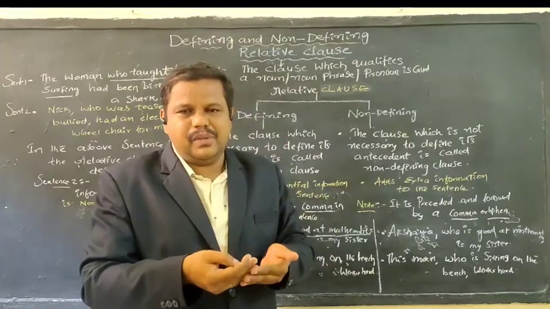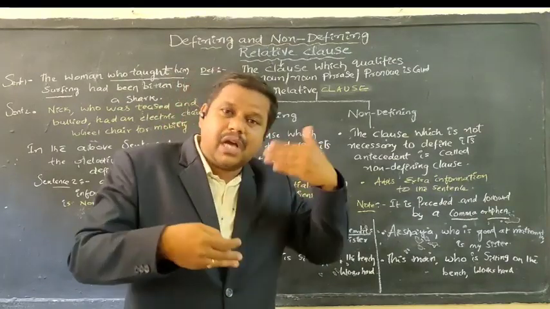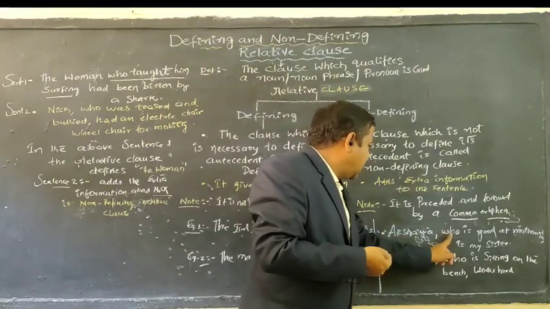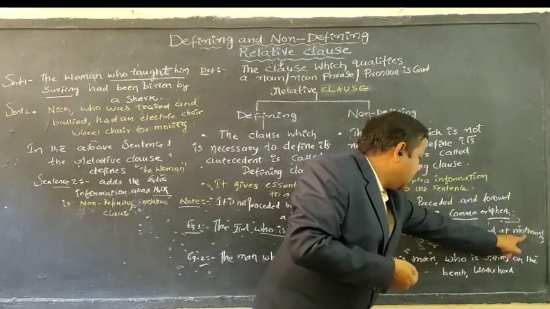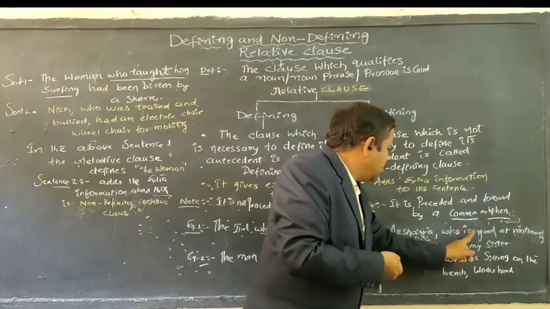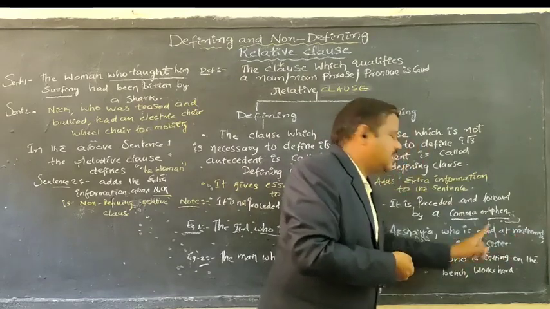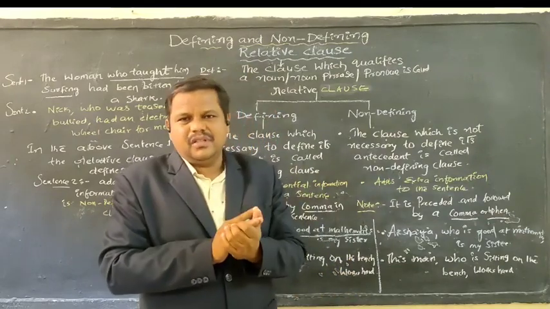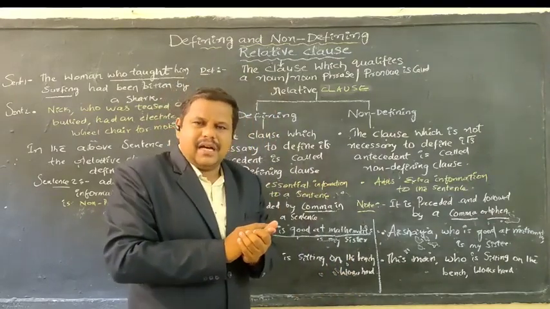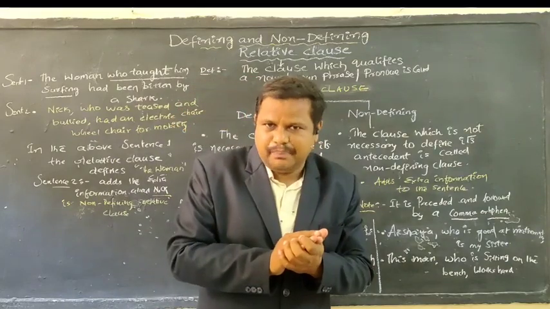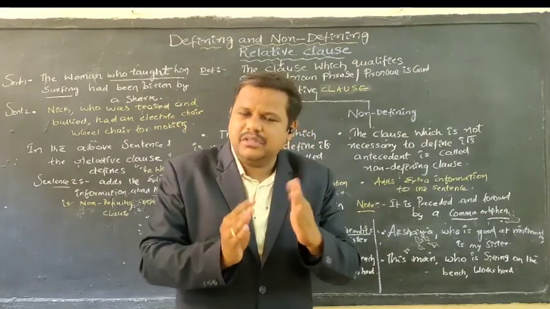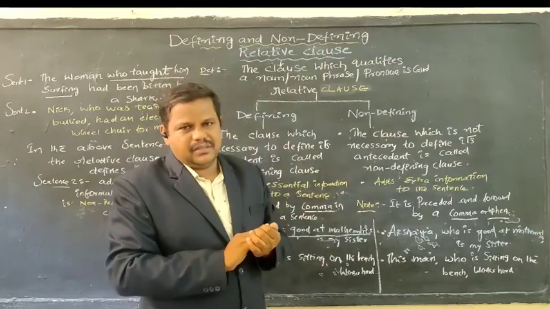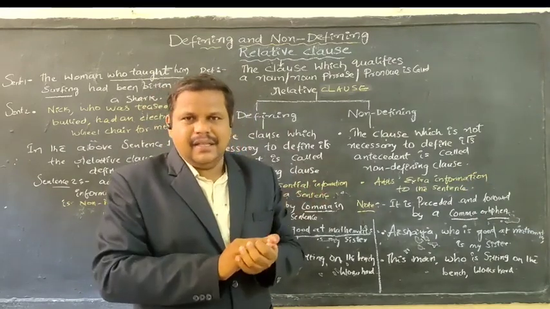We'll see other examples, and I'll give some important tips on how to identify non-defining relative clauses. That is, Akshaya, comma, who is good at mathematics, comma, is my sister. First of all, it is being defined with the proper noun. Only proper noun? No. We can also use demonstrative pronouns like this, that.